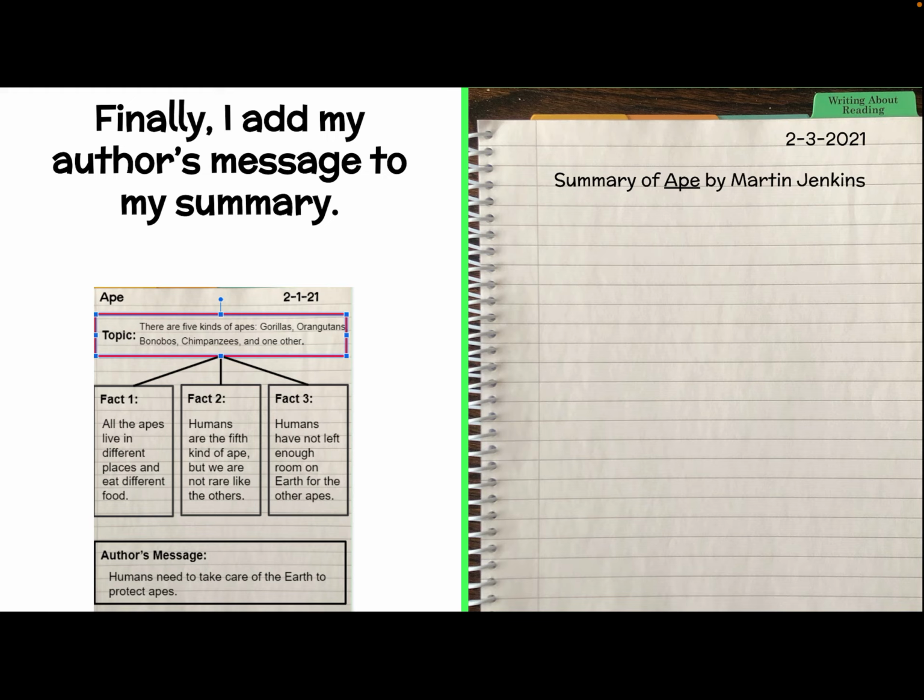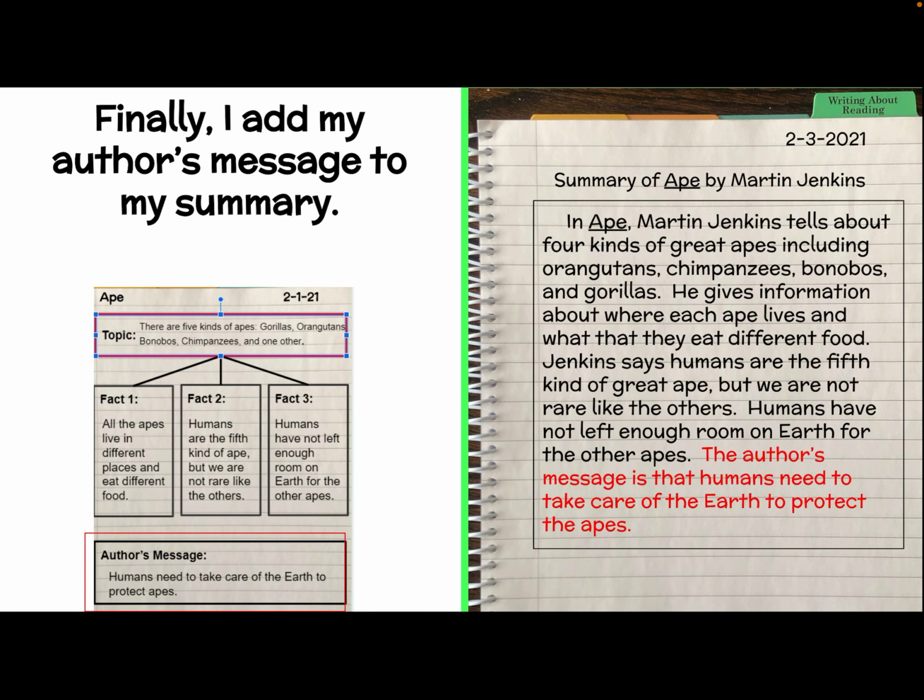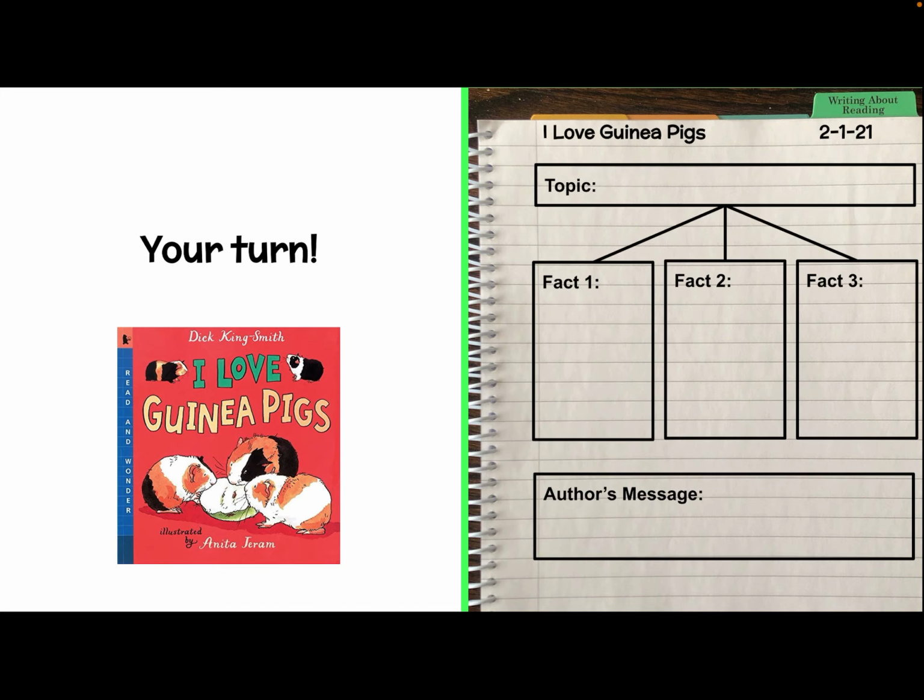Finally, what I'm going to do is add my author's message to my summary. But if I just add humans need to take care of the earth to protect apes, it doesn't sound as good as it could. I'm going to add this. The author's message is that humans need to take care of the earth to protect the apes. So you can see as I am taking information off of my graphic organizer and putting it into my summary, I do make some changes to make sure that my summary sounds good and is nice and smooth. Now it is your turn.